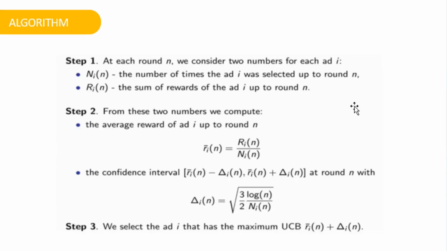Now before jumping into the hands-on session, let's quickly have a look at the algorithm of the multi-armed bandit. The very first step is, at each round n, we consider two numbers for each ad i, where N_i(n) is the number of times the ad i was selected up to the round n, and R_i(n) is the sum of rewards of the ad up to the round n. The next step is, from these two numbers we compute the average reward of the ad i up to the round n, which is given by R_i divided by N_i. R_i bar is the average reward, and the confidence interval is calculated by this formula, and after that we select the ad i that has the maximum upper confidence bound, that is R bar plus delta_i.